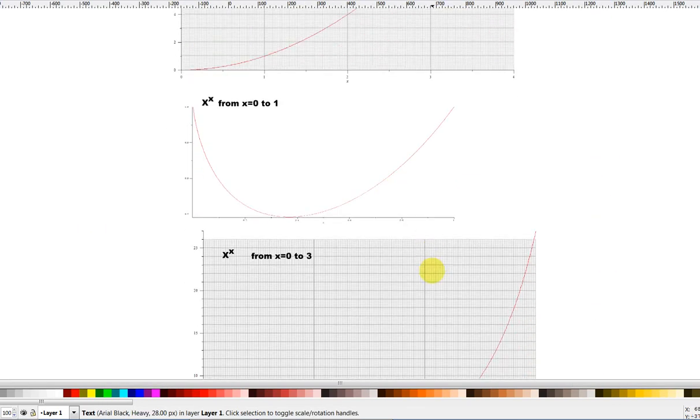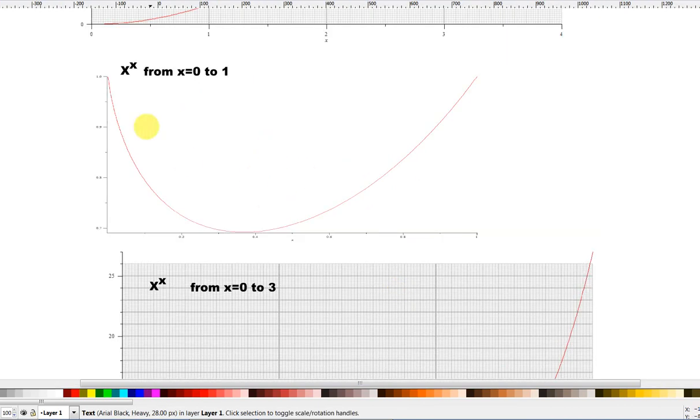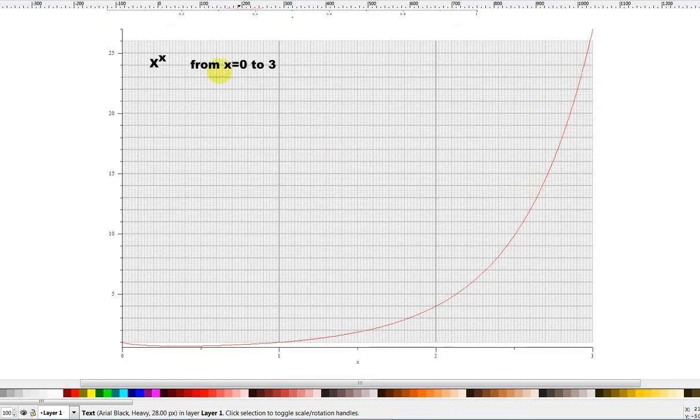So down here, just to give you an intro, I thought this was interesting. When I plot x to the x between 0 and 1, it actually dips down and then goes back up. Right here, x is 1 and y is 1, because 1 to the 1 equals 1. 1 to the first power equals 1. So with values less than 1, x to the x dips down and dips back up. If you look at a graph of x to the x from 0 to 3, you see that dipping down and coming back up. But from that point forward, x to the x is going to get steeper and steeper and higher and higher.